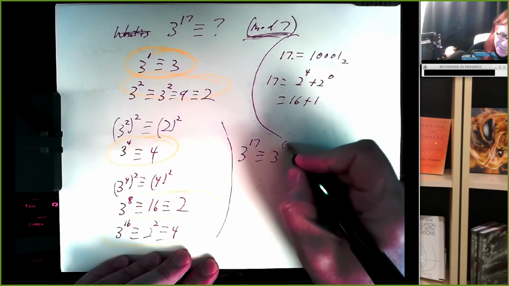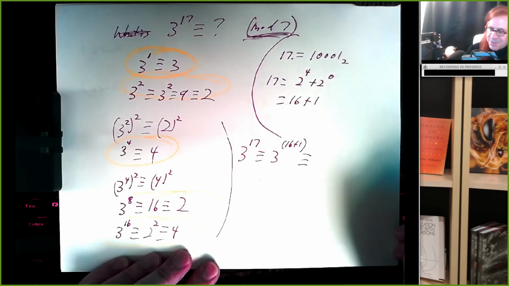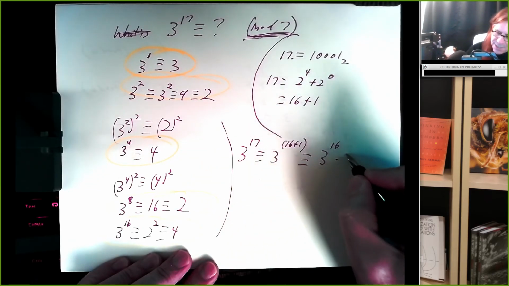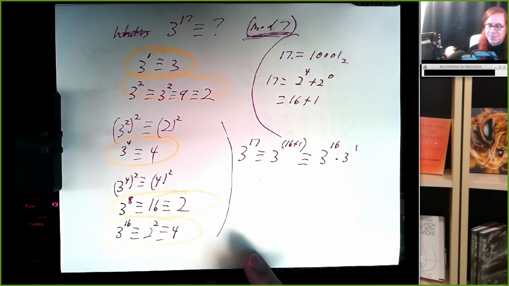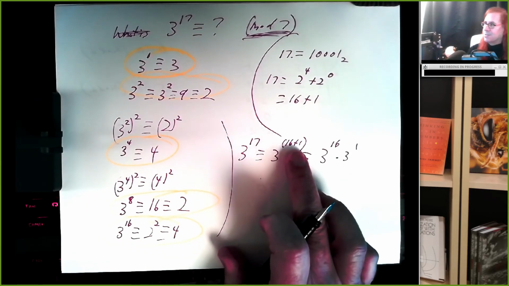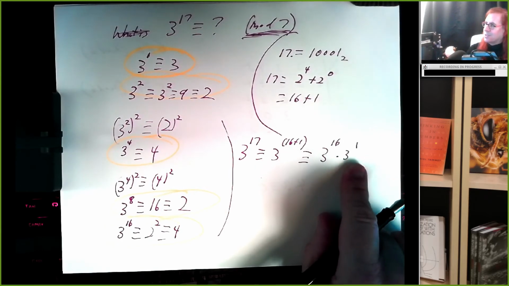Well, 17 is just 16 plus 1. And law of exponents says 3 to the a plus b is just 3 to the a times 3 to the b. So this I could use single equal signs for, right? 3 to the 17th is guaranteed to be 3 to the 16th plus 1, which is guaranteed to be 3 to the 16th times 3 to the 1.